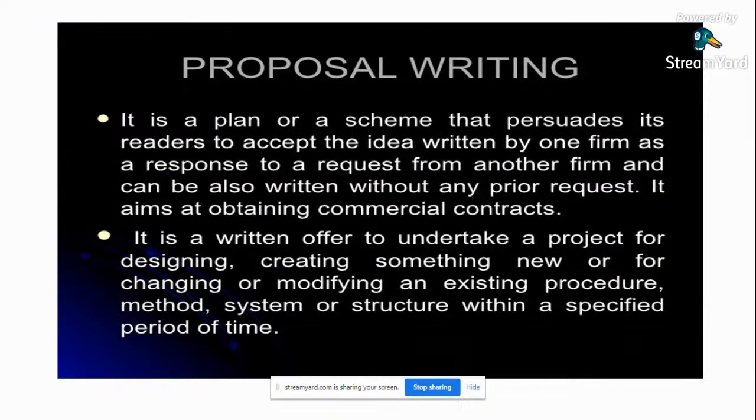And coming to the next one, proposal writing. We have got a brief idea of how to make a report and all. Let's go to the proposal writing. What does proposal writing refer to? Why do we need proposal writings and all?